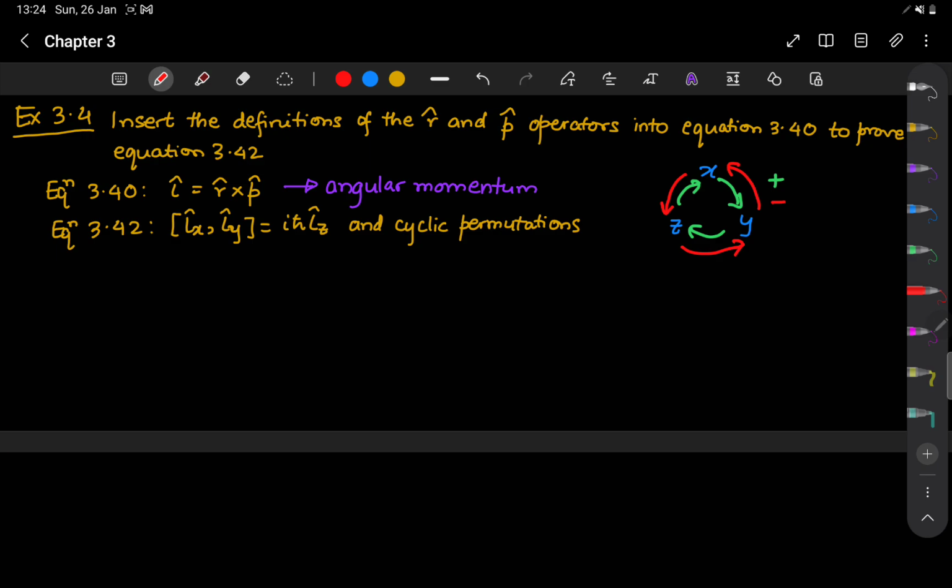So x, y and z form a right-handed system, and this is how you go. When you go clockwise, you get positive signs. If you go anti-clockwise, you just get a negative sign. And this is the form of the result that will be there.